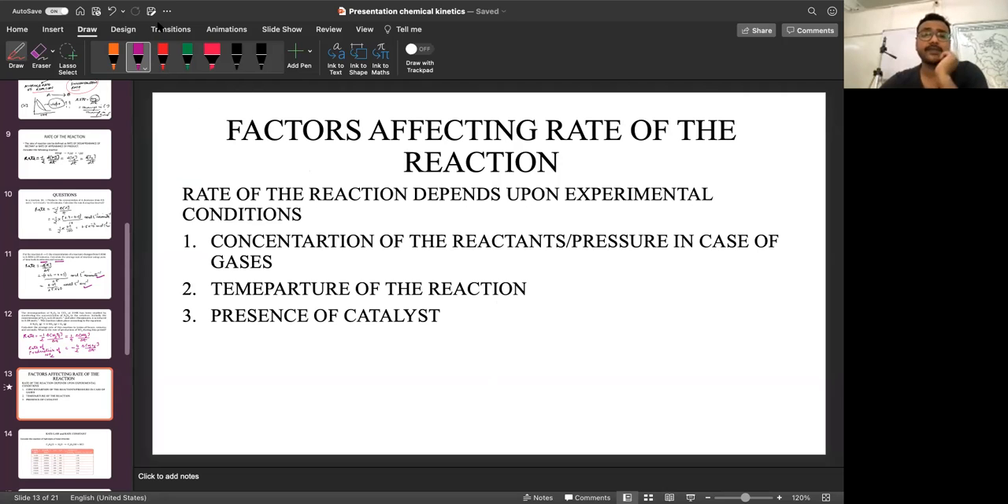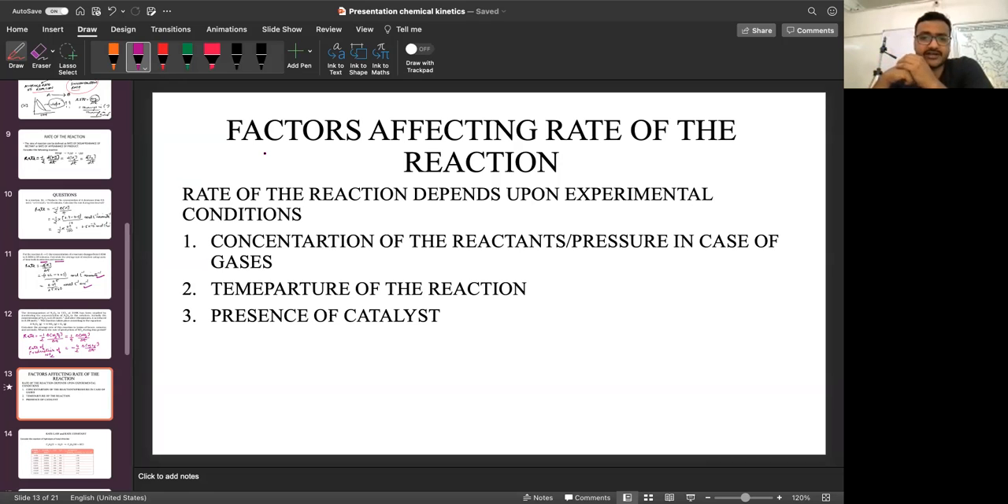Except me. So this comes to us to the next topic of this chapter, which is factors affecting the rate of the reaction. And it states that rate of the reaction depends upon the experimental conditions, because we have to measure rate experimentally. Rate cannot be measured mathematically. Yes, it can be measured mathematically using the rate equations or rate laws, but they are mathematical calculations, and they need to be verified using the practical results.